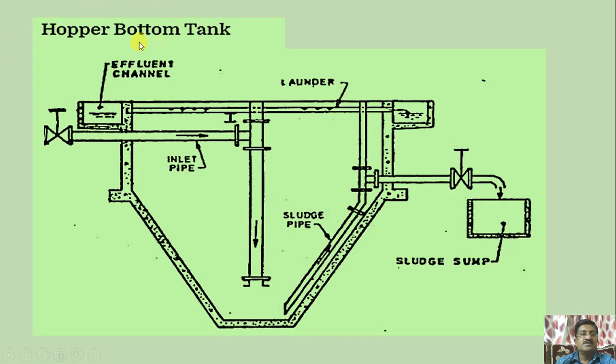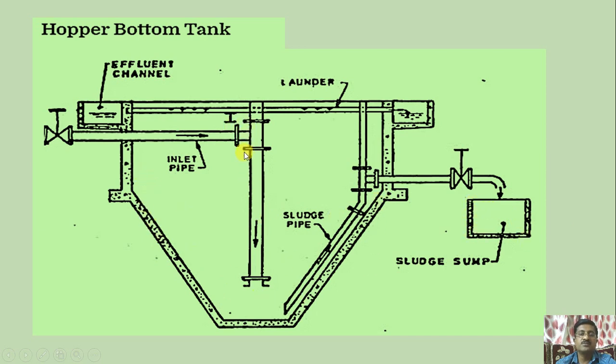Now you can see this is a hopper bottom tank. So here the various parts are there. You can see at the top the launders are provided. Then this is the inlet pipe. So the water moves here like this. This is the sludge pipe, which is for the removal of the sludge. This is the sludge sump. So a hopper is there.